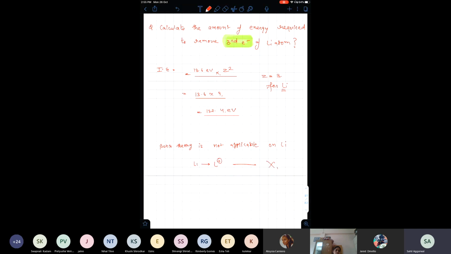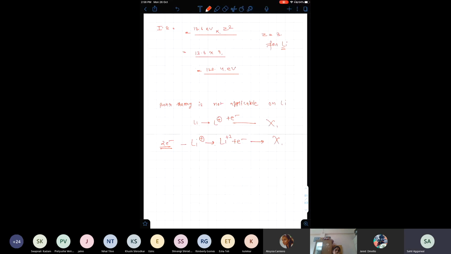Is Bohr theory applicable on Li plus? No. Li plus का मतलब 2 इलेक्ट्रॉन हुआ ना यार. Li plus means 2 electron. So you cannot say how much energy is required to remove second electron.